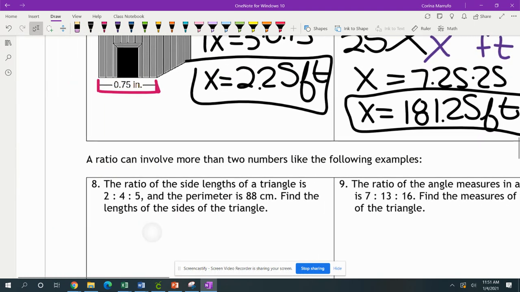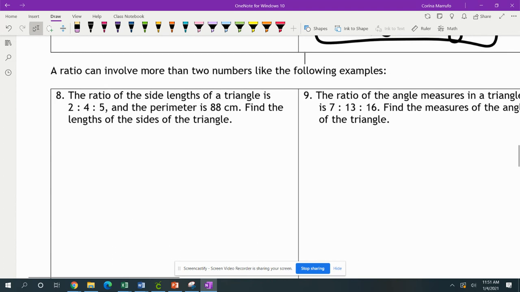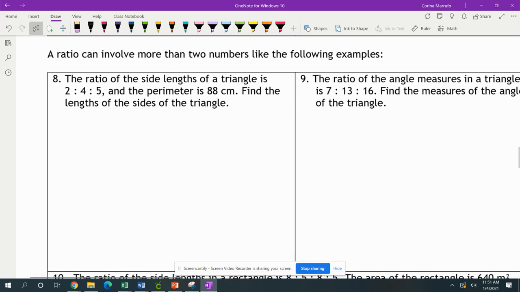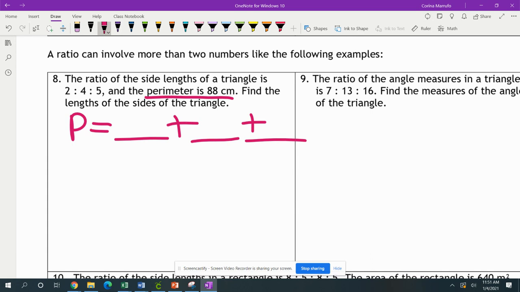Okay. A ratio can involve more than 2 numbers like the following example. So it says the ratio of the side lengths of a triangle is 2 to 4 to 5, and the perimeter is 88 centimeters. Find the lengths of the sides of the triangle. Okay, so it does tell you that the perimeter is 88. So we know when we find the perimeter of the triangle, we add up all the sides. So we have 3 sides of our triangle, we add them all up. Okay, whatever they are. In this case, they say it's in a ratio of 2 to 4 to 5.